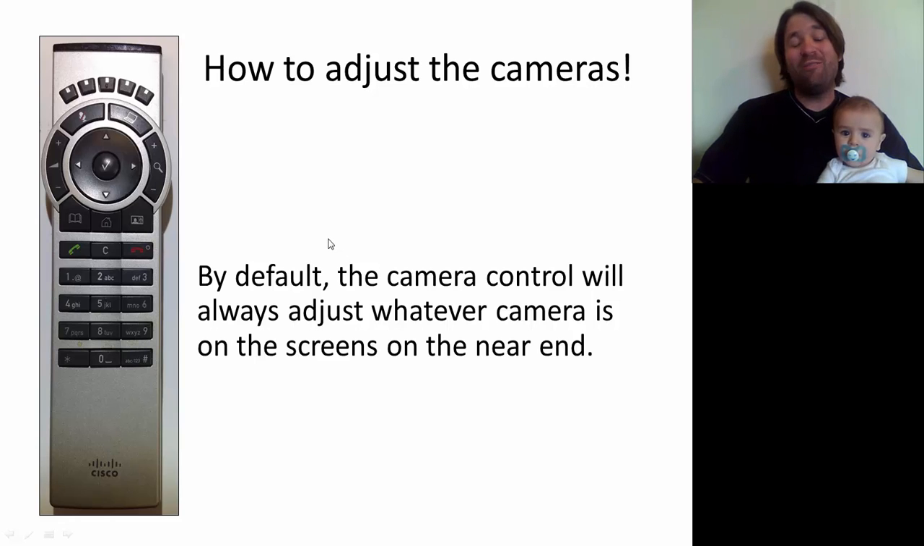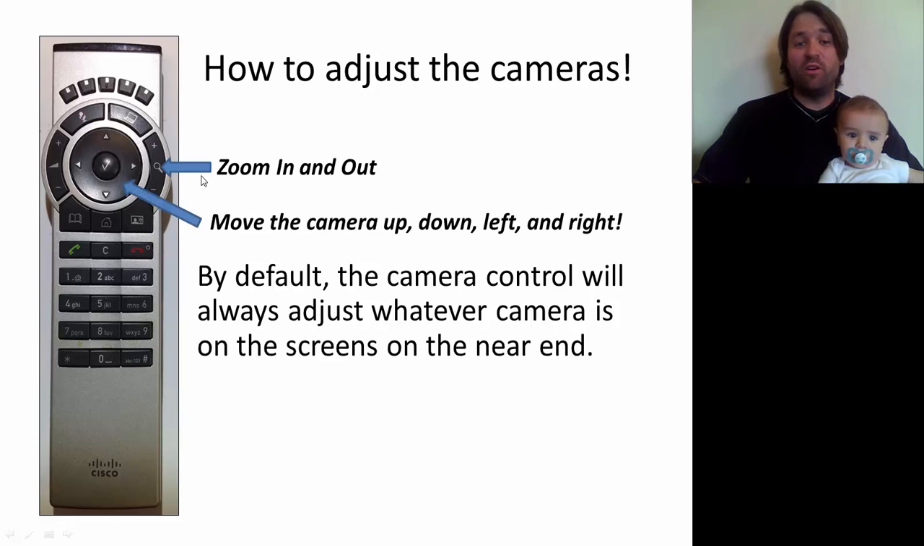So how do you do that? I recommend using the remote. If you want to zoom in and out, you simply use this button to zoom in and zoom out. And if you want to move the camera left, right, up, and down, you just use the arrow keys. Whatever camera is on the screens, this is going to adjust those.